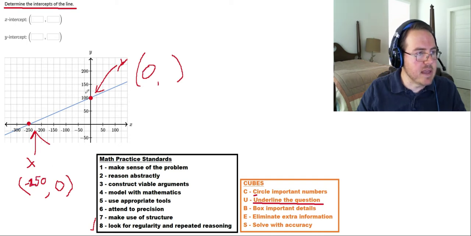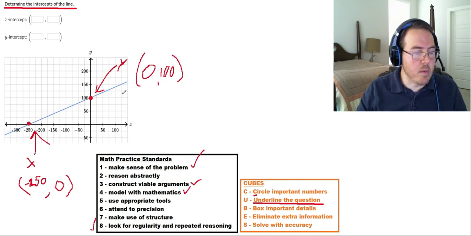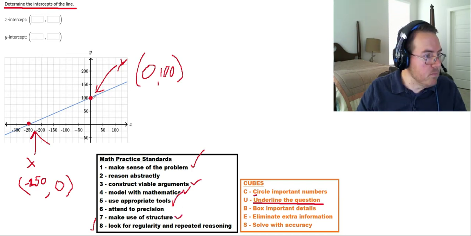And this one looks like it is up 100. So those are pretty much my answers. I've observed the graph, made sense of the problem. I'm constructing my argument because I'm explaining it as I go. I'm modeling because I'm showing all my work. I'm using the graph itself as an appropriate tool. Making use of the structure, I'm looking at the graph.